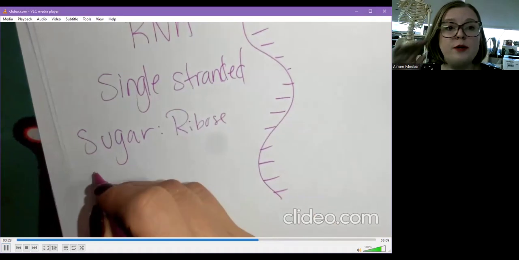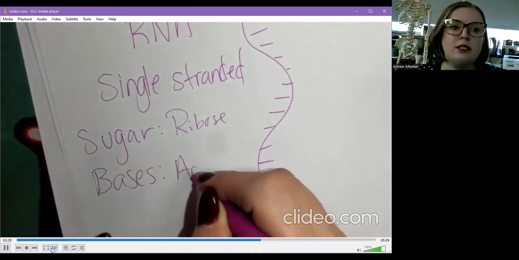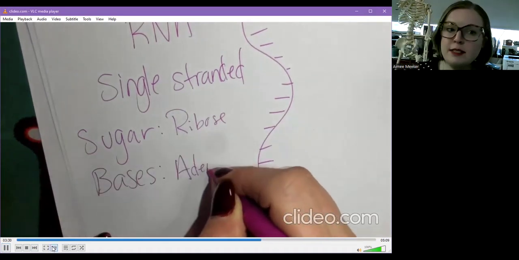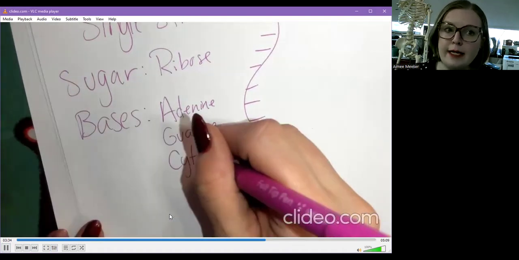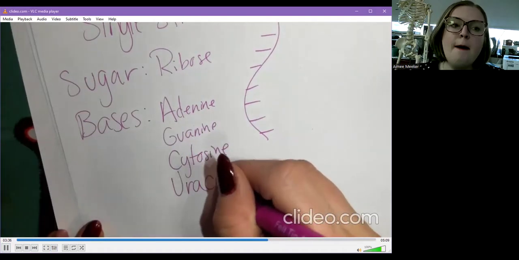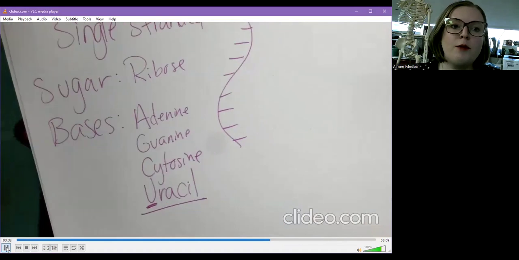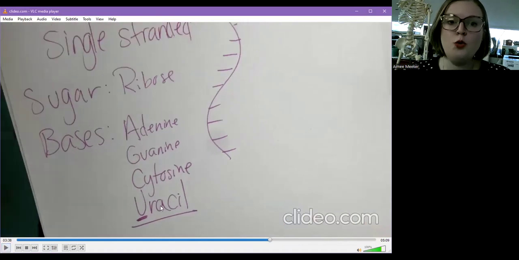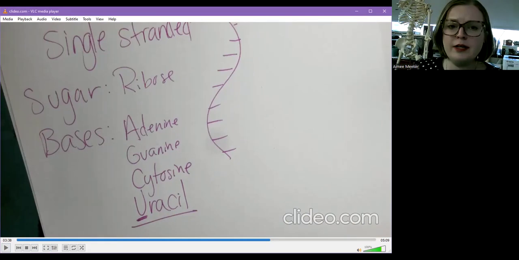Its sugar is going to be ribose instead of deoxyribose. It's going to have similar bases, adenine, guanine, and cytosine, but thymine is now replaced with uracil. U is the difference in RNA. U is going to be different. Uracil, also a pyrimidine, very similar to thymine in structure. It's just slightly different, so it has a different name.